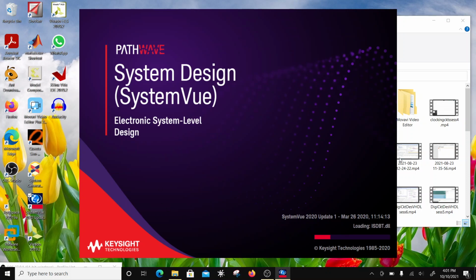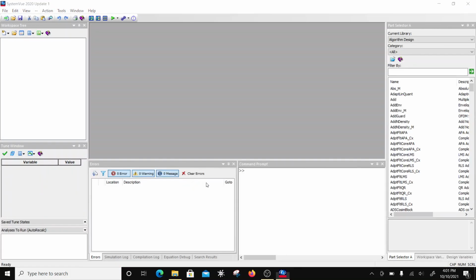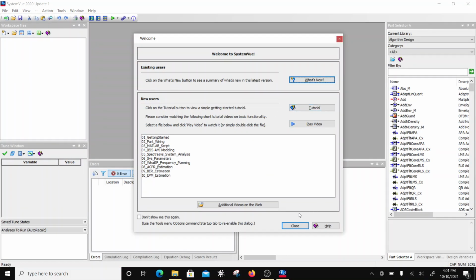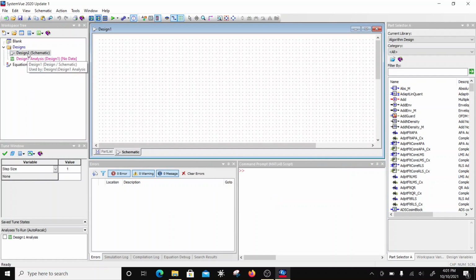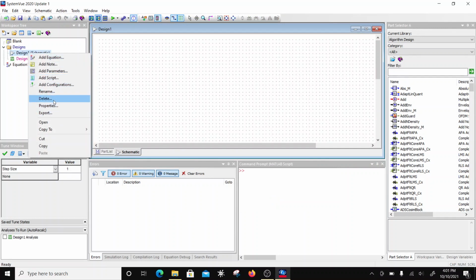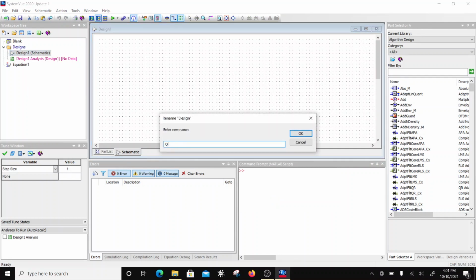I'm going to launch SystemVue, and the idea is the same, but this time I'm going to use QAM 64 rather than QAM 256, because the filtering is very stringent there, while here the filtering is a little relaxed. So I'm going to create a new blank workspace, and I am going to rename this design and call it QAM 64 system, right?